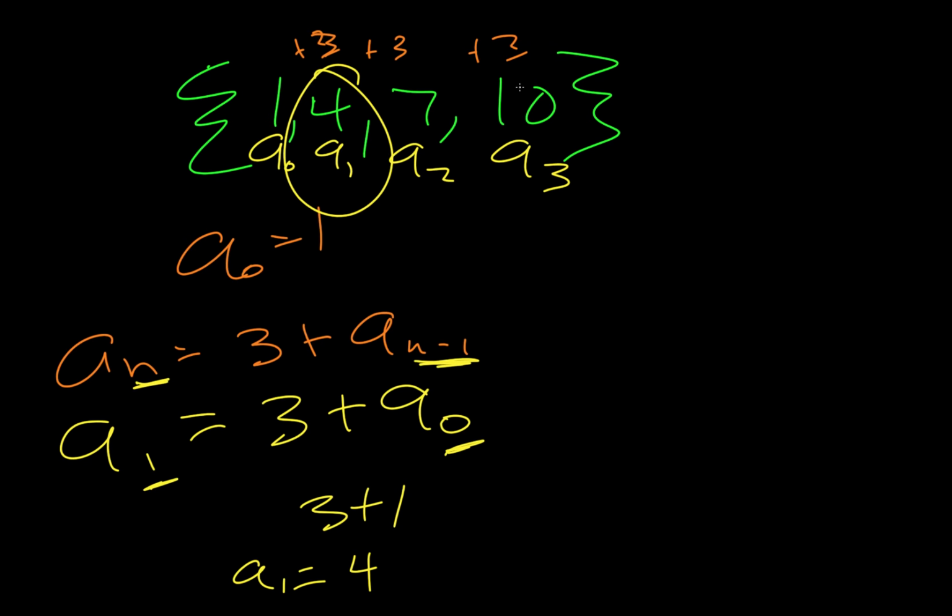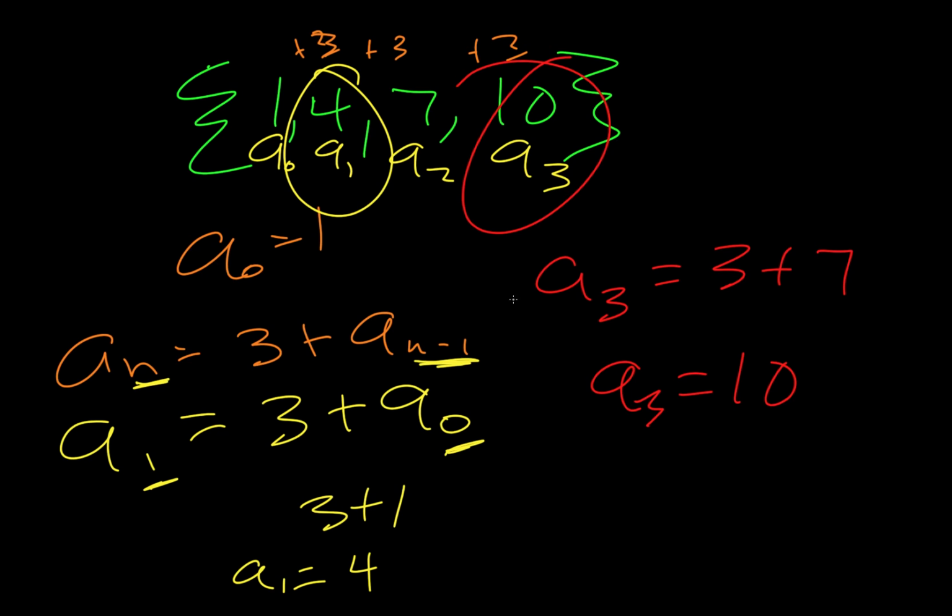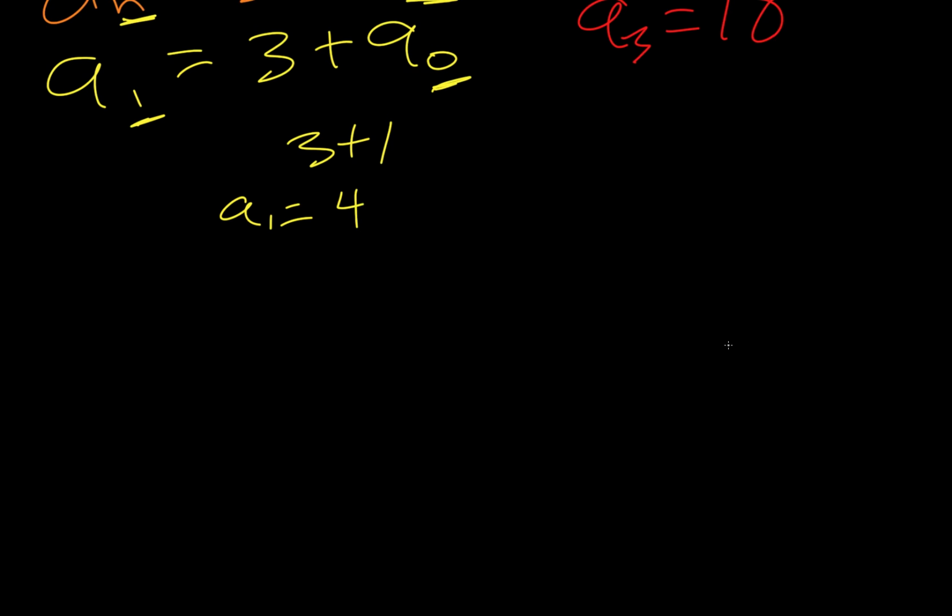Let's just test this last one. So let's say a3 equals 3 plus the previous term, which was 7. And so a3 equals 10. And we see that works. Now if we wanted to get a4, all we'd have to do is add 3 to that, and so it's 13. Okay, hopefully that's pretty straightforward.